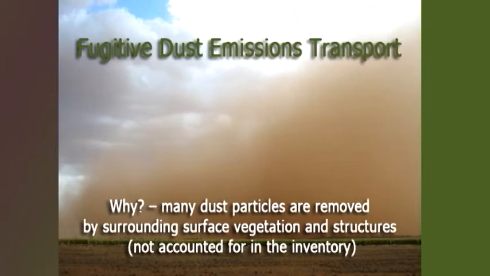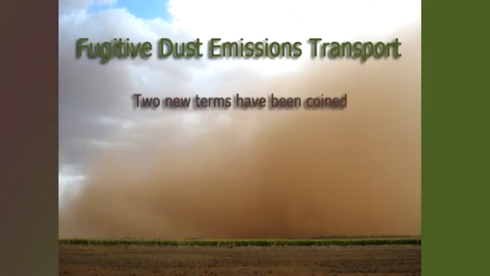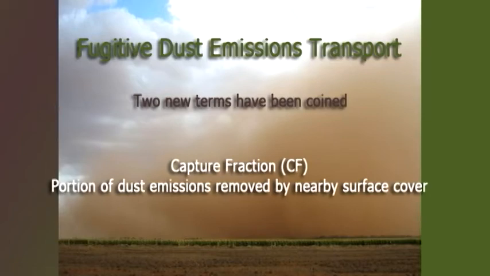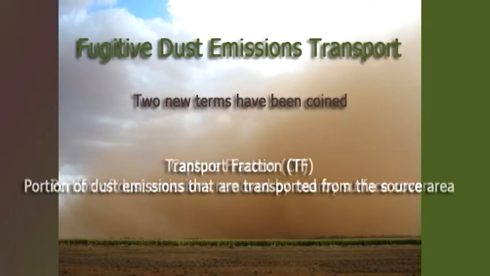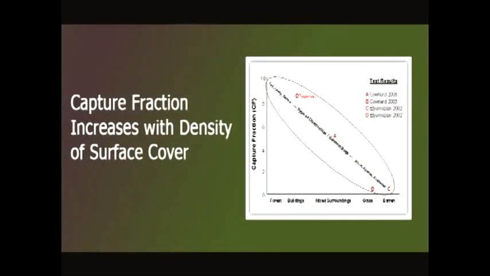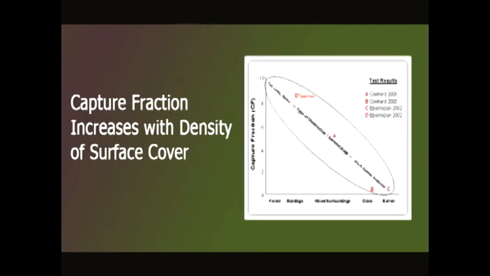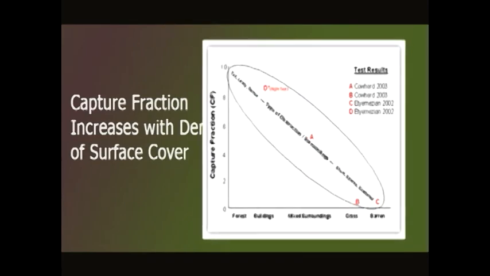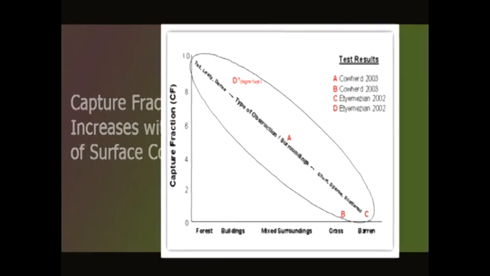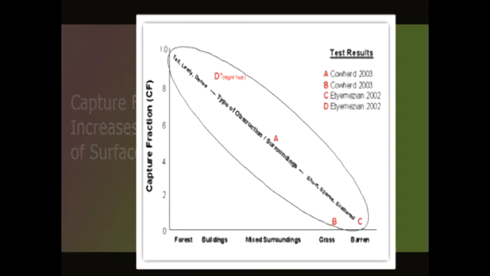To better describe the dust transport process, two new terms have been coined. Capture fraction, which is the portion of dust emissions removed by nearby surface cover, and transport fraction, the portion of the emissions that are transported from the source area. These sum to 1 or 100%. In other words, the capture fraction plus the transport fraction equals 1 or 100%. This chart shows that the capture fraction increases with the density of the surface cover. Capture fraction is very high for leafy vegetation and lowest for barren or partly scrubby land.